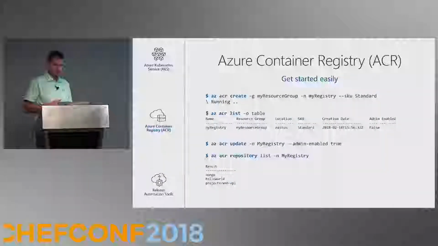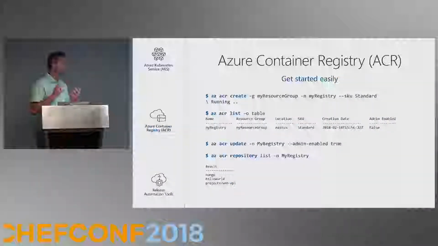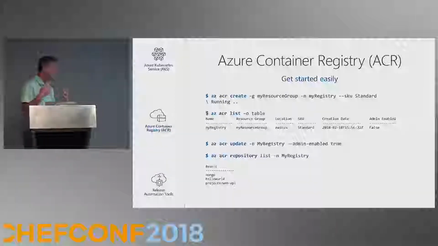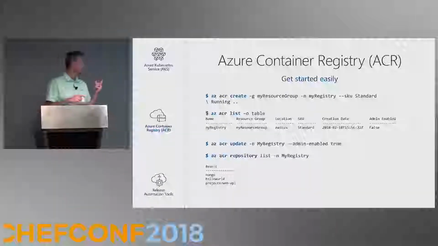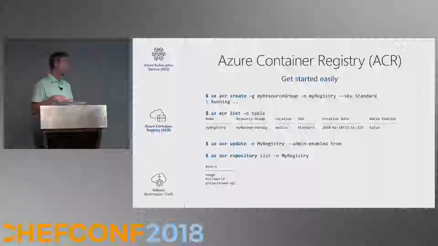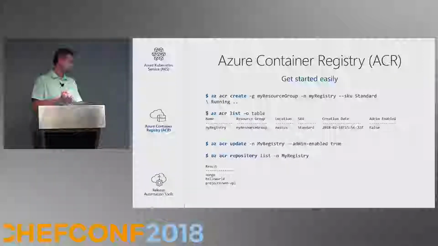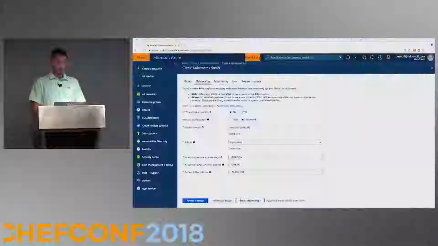To create it, same thing along. You're going to want to script it, or I'll show you in the portal in a second. az acr create, your resource group, your registry name, standard, etc. You can list it out. Then I want to go in there and update for admin enabled, where you can give it a username and password. And then list the repositories. There's many more commands that you could run on this, but this is how you list them all out.